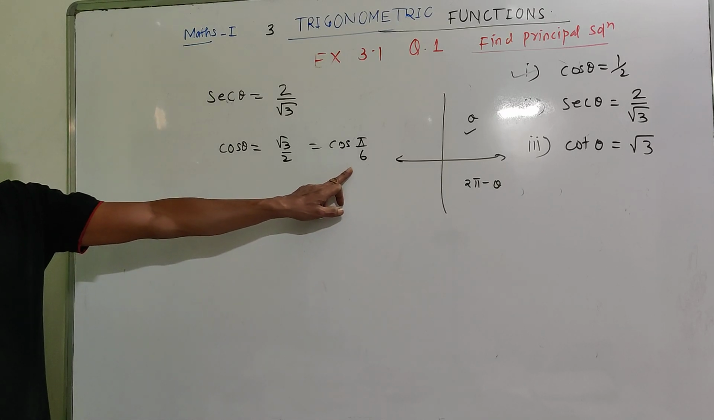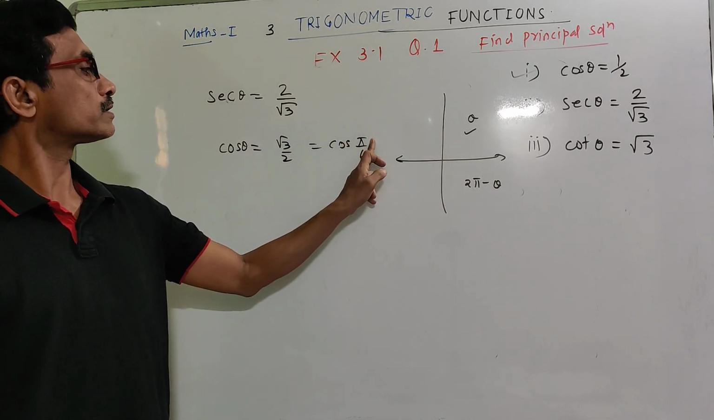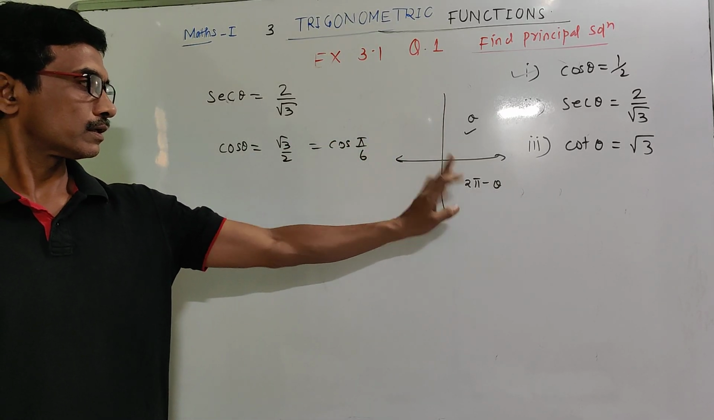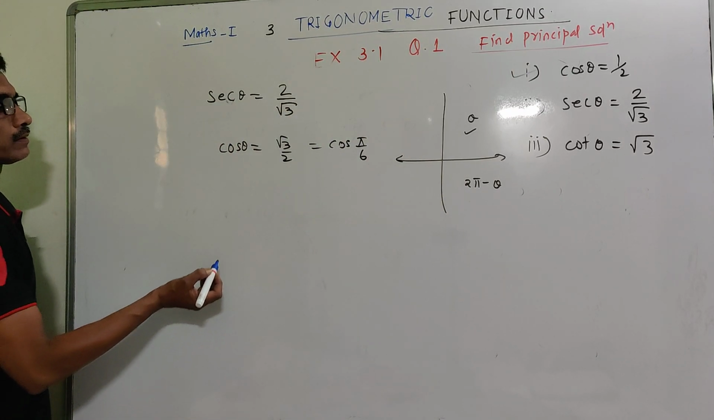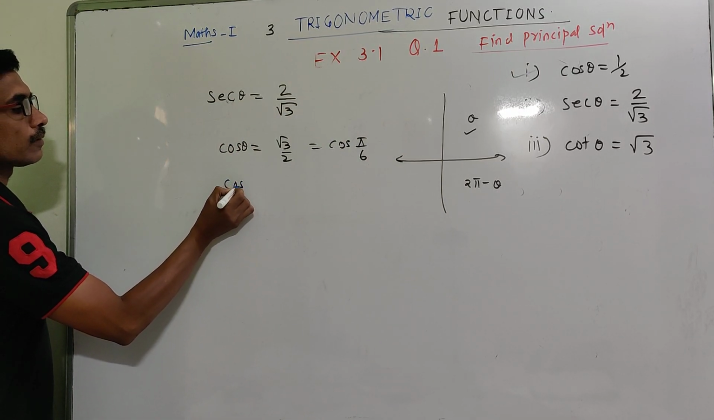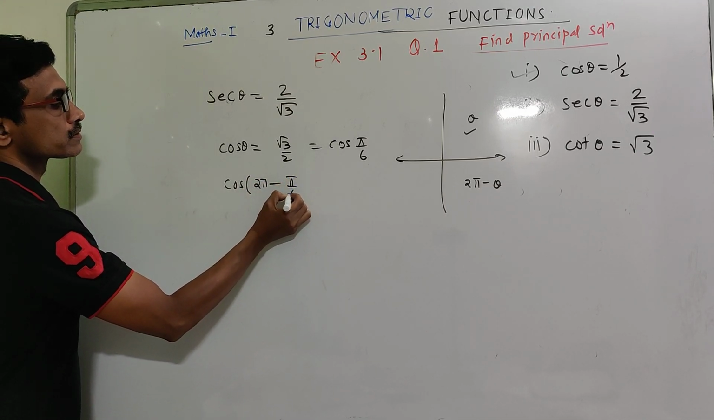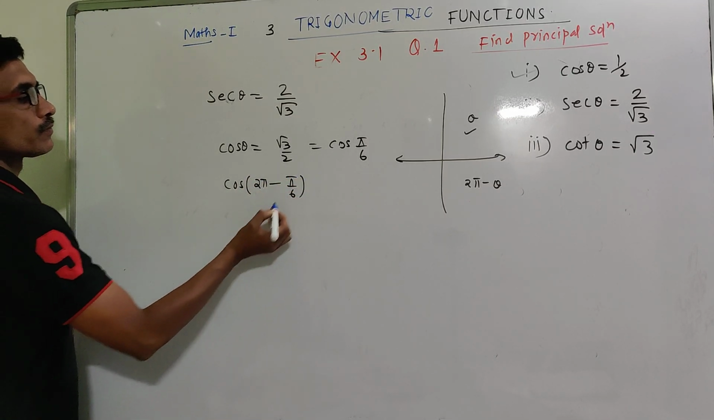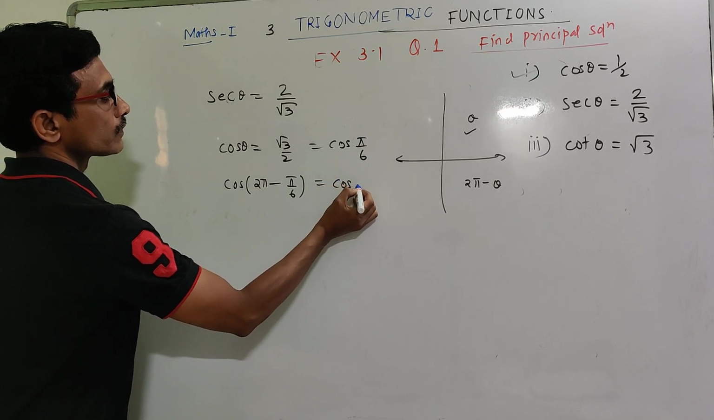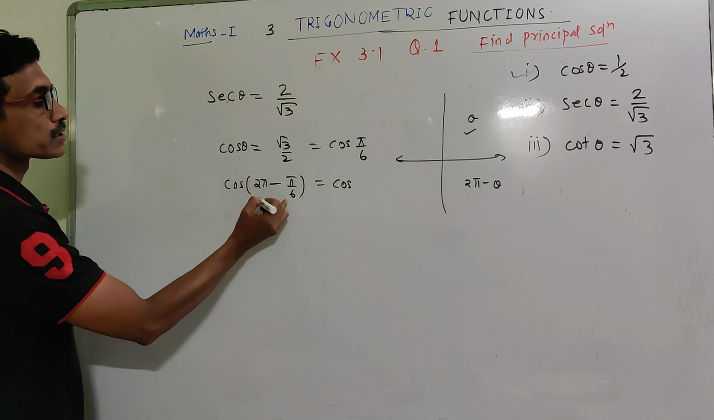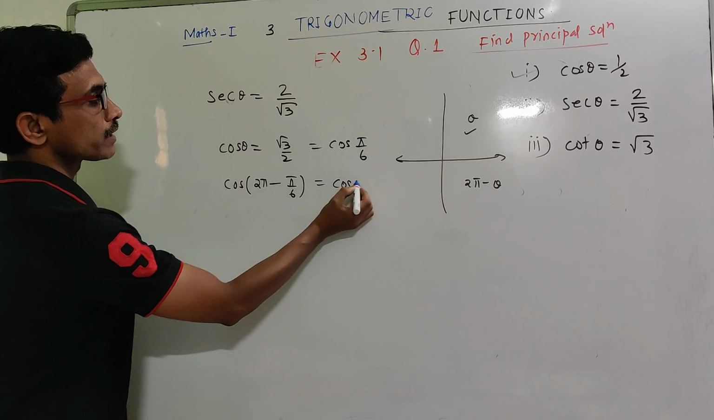So our answer must be in the fourth quadrant and the first quadrant. This is the answer in the first quadrant. Now we want the answer in the fourth quadrant. That is cos of 2 pi minus pi by 6. Cos of 2 pi minus theta is cos theta.